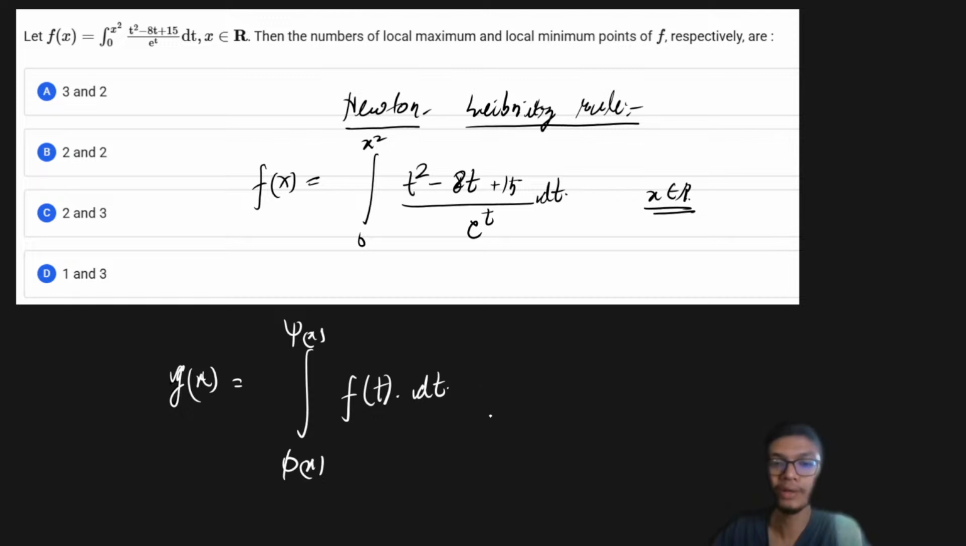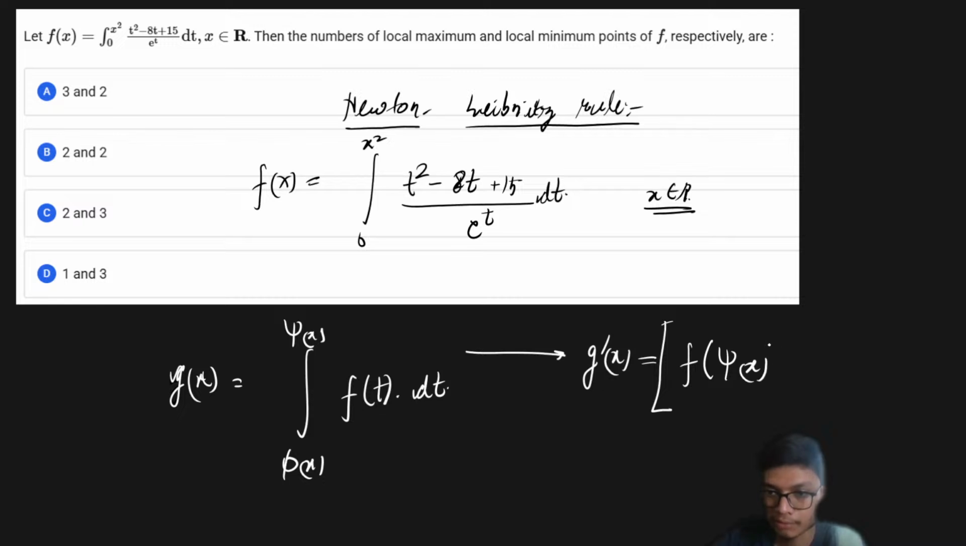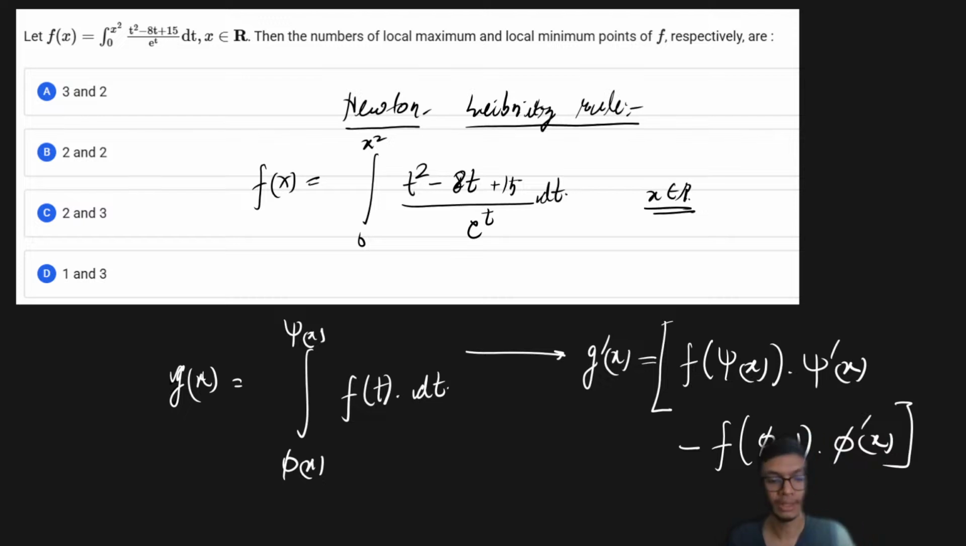Now, if we need to differentiate this g of x, then according to the Newton-Leibniz rule, the value is going to be equal to f of psi of x into psi dash of x minus f of phi of x into phi dash of x. If we evaluate this expression, you are going to get the first derivative of the variable definite integral. I hope this part is clear. Once you apply this formula in this question, you can solve for the first derivative. So please try to solve this.